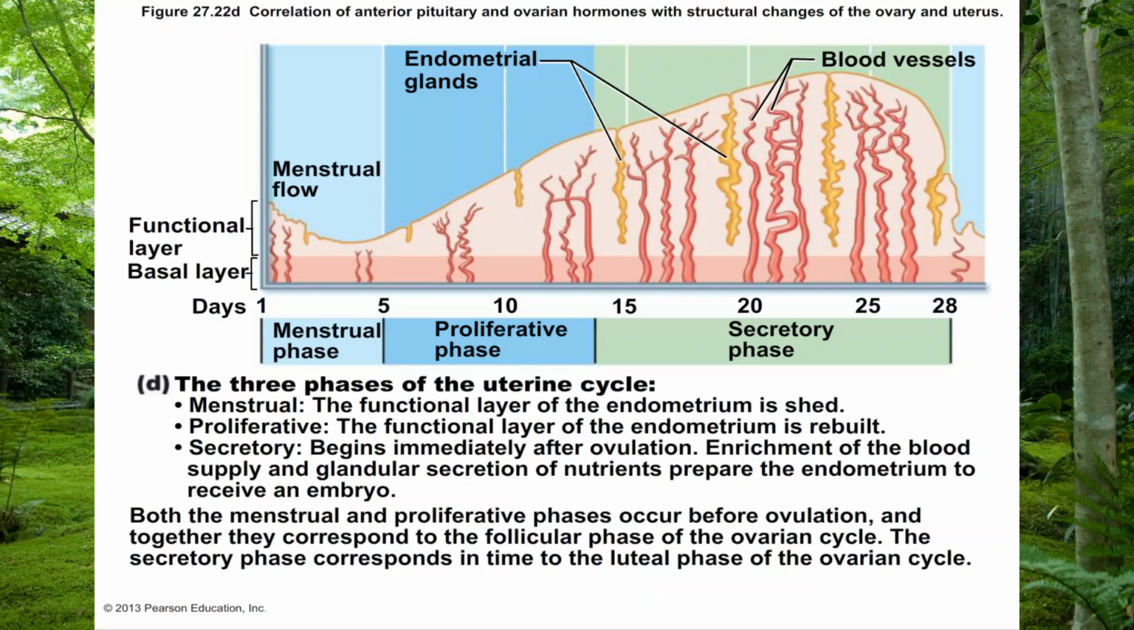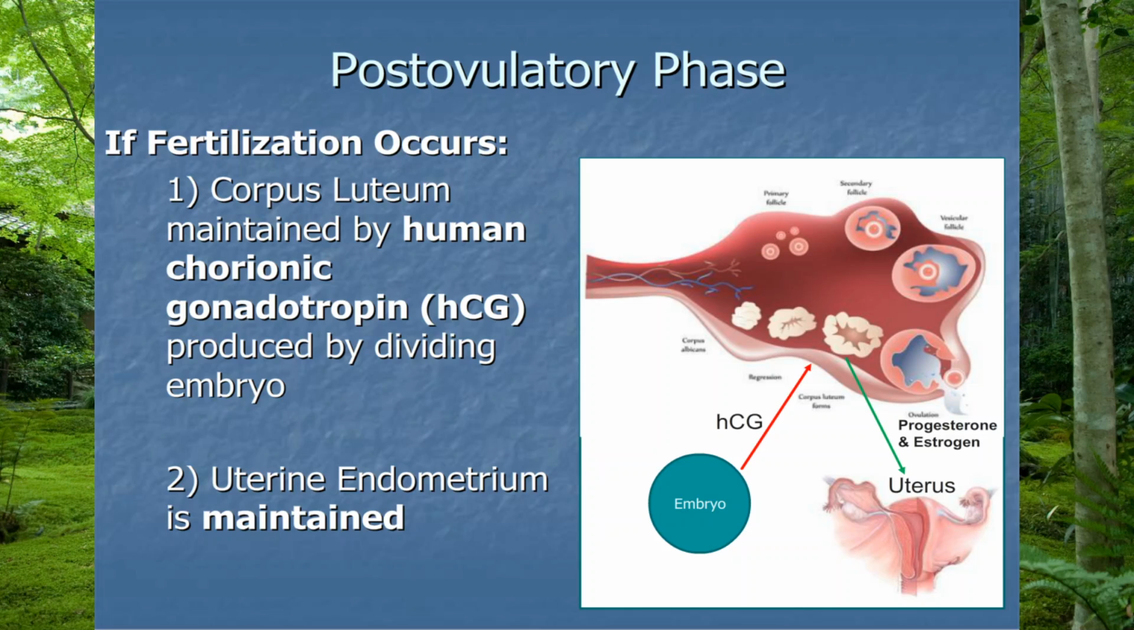Now, you might be asking, what's going to happen at the end of this 28-day period? Well, what happens will depend on whether or not we've had fertilization. If fertilization has occurred around the time of ovulation, the corpus luteum will be maintained by a secretion of human chorionic gonadotropin, which is produced by the dividing embryo. HCG travels through the bloodstream and reaches the corpus luteum, and it tells it not to break down.